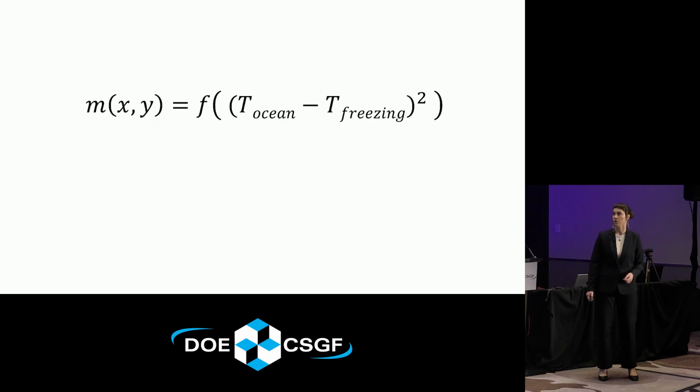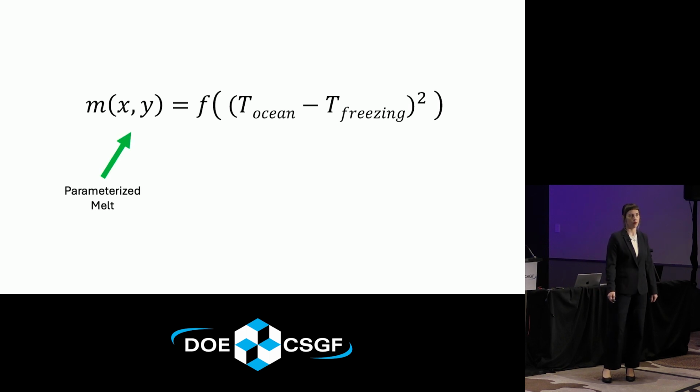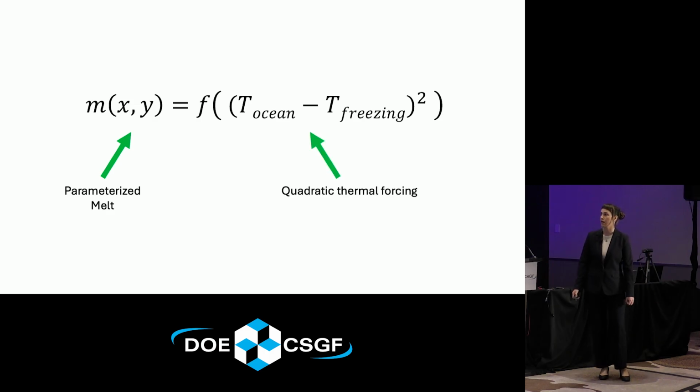Okay, so we have those two cases, and now we're going to parameterize basal melting. So this is just a simple relationship. On the left-hand side is the parameterized melt. On the right-hand side, it is a function of the difference between the ocean temperature and the freezing temperature at a specific point. So in the ocean, the freezing temperature is not always necessarily zero. It depends on density and salinity. So this is basically telling me how much of the temperature is available to melt the ice.